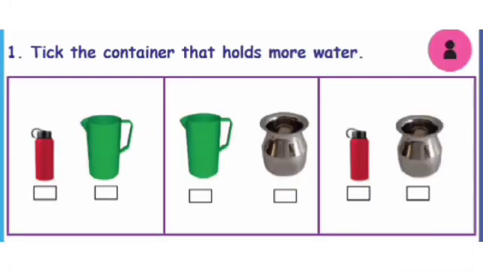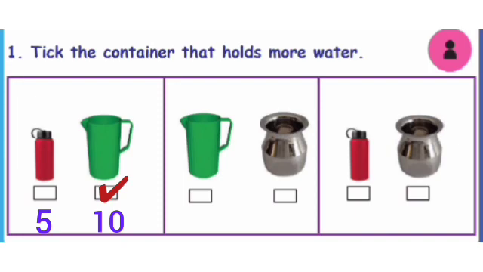Children, first one, tick the container that holds more water. First one, water bottle can hold 5 tumblers of water. Jug can hold 10 tumblers of water. So, the jug can hold more water.